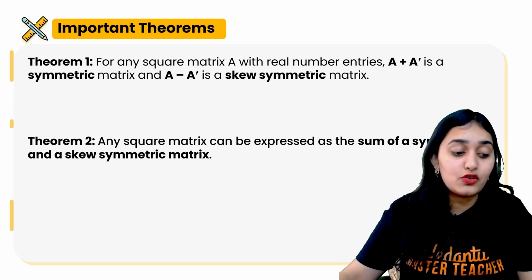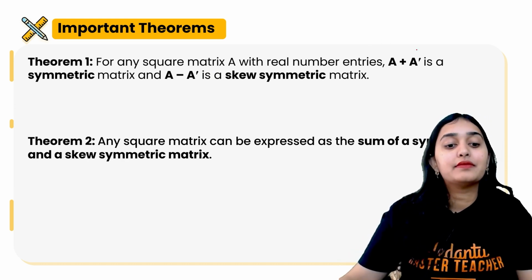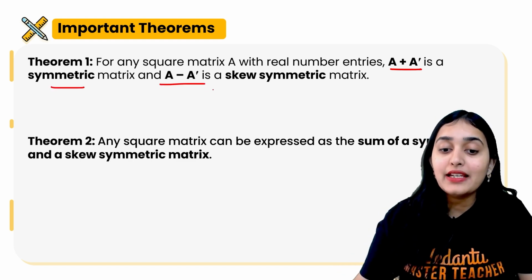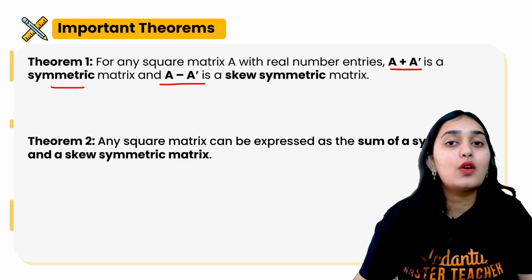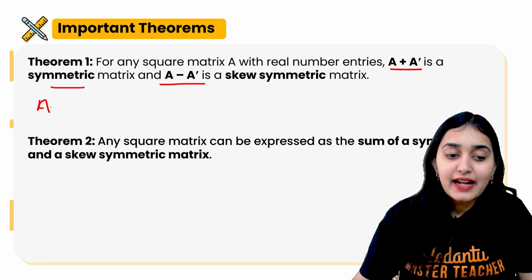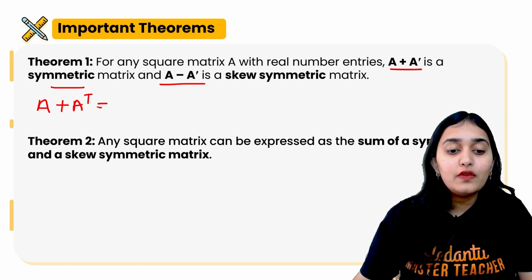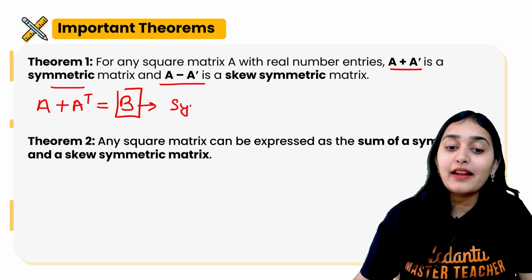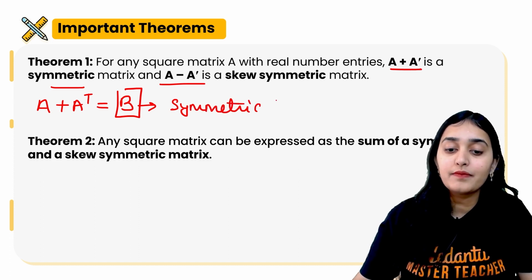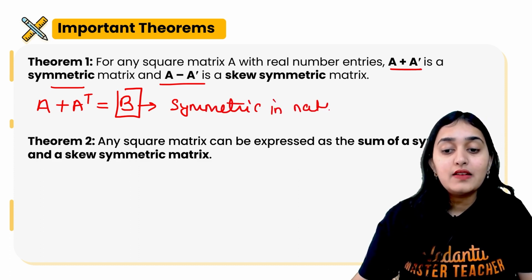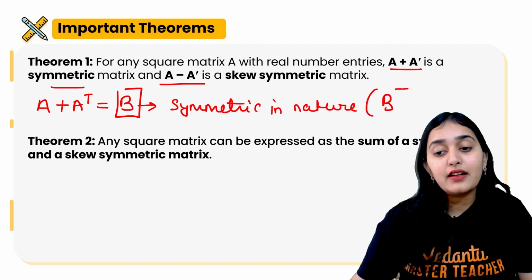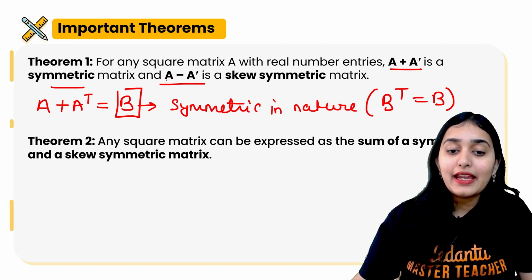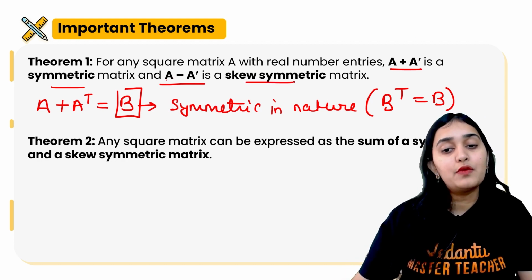For a square matrix having real entries, A plus A transpose will be symmetric and A minus A transpose will be skew symmetric only. See, if you add A and A transpose, you will get another matrix. Now, this matrix is also symmetric in nature. Symmetric in nature means that B transpose will be equal to B. Okay. Similarly, if you add A and minus A transpose, you will get a skew symmetric matrix.